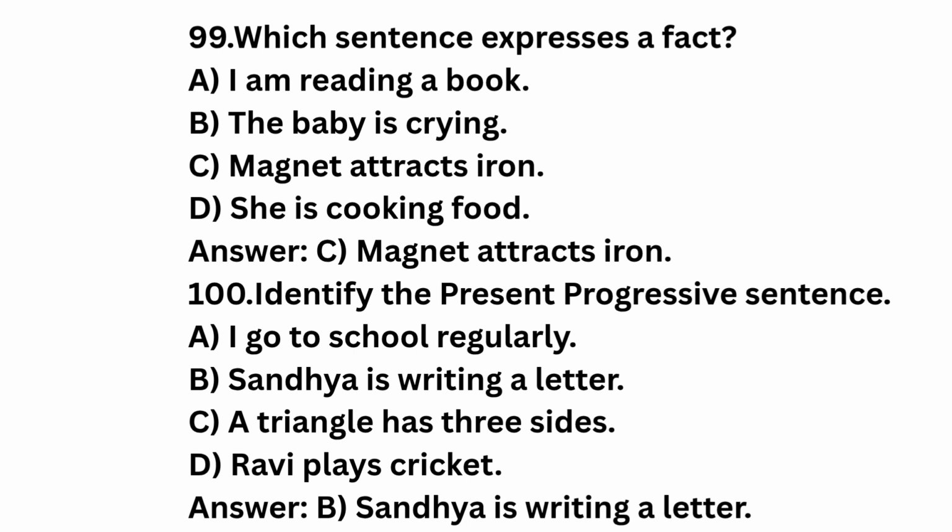Identify the present progressive sentence. I go to school regularly. Sandhya is writing a letter. A triangle has 3 sides. Ravi plays cricket. Answer: Sandhya is writing a letter.